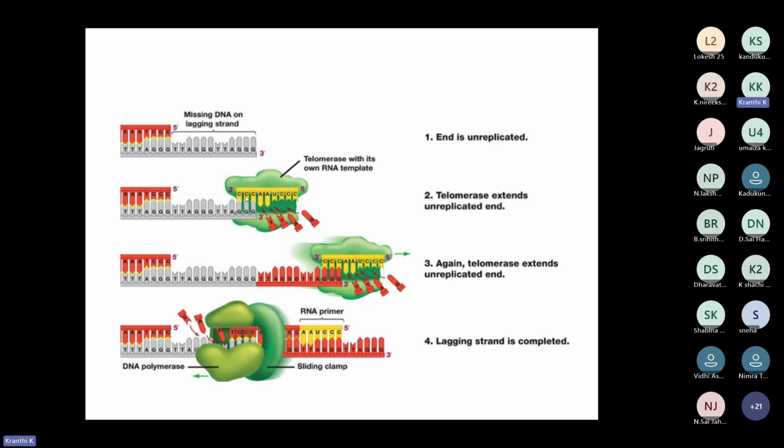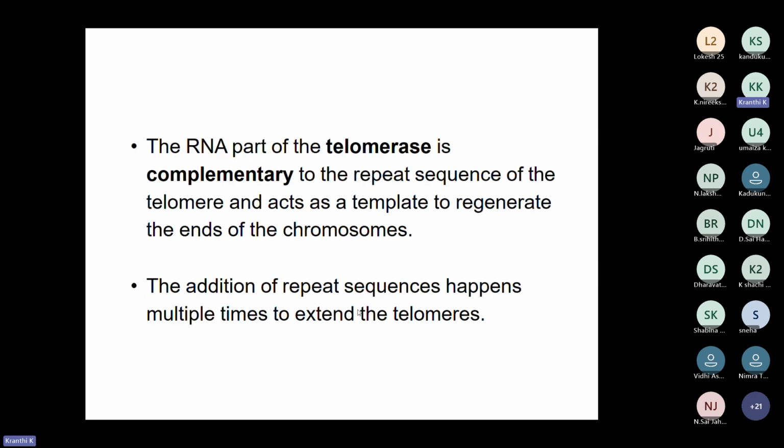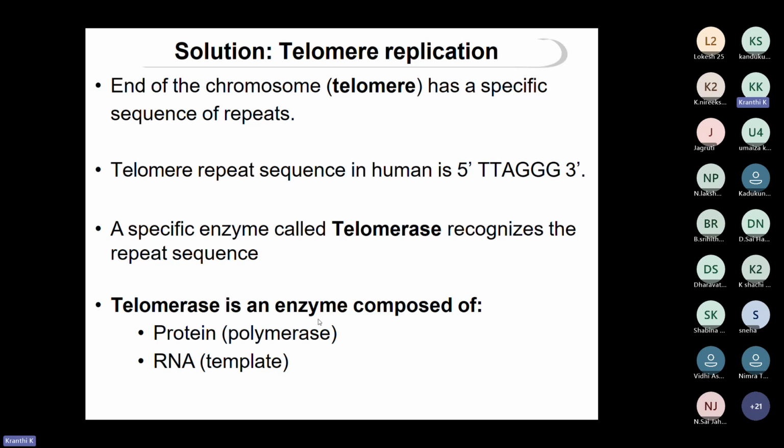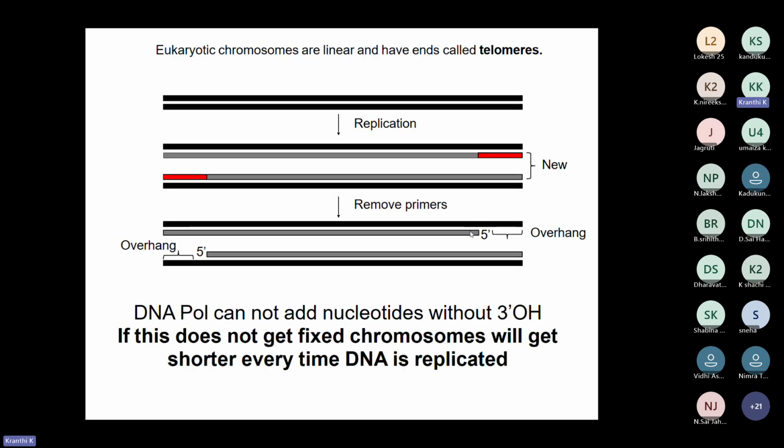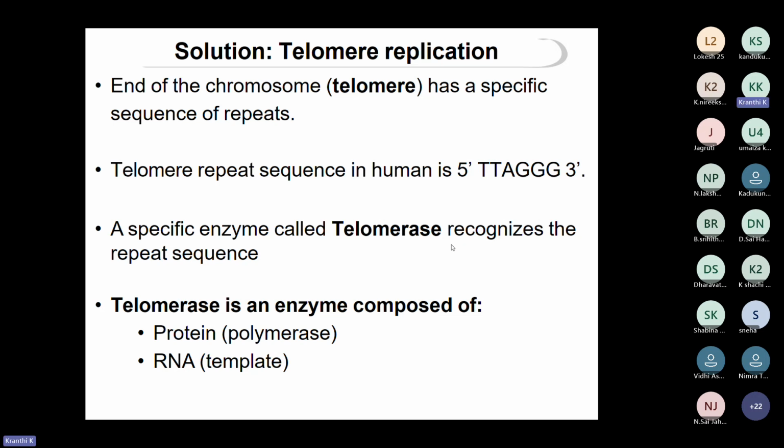It will be complementary to the missing DNA of the lagging strand. Then when it base pairs with the complementary strand, the nucleotides will get added like this. Later, the normal DNA polymerase will add the other strand over it like this. Got it? So telomerase extends the unreplicated end. The lagging strand is completed. Simple. Or else you can simply write that telomerase will add the missing replicated strand. So this is the solution for the missing non-replicated part of the linear strands.